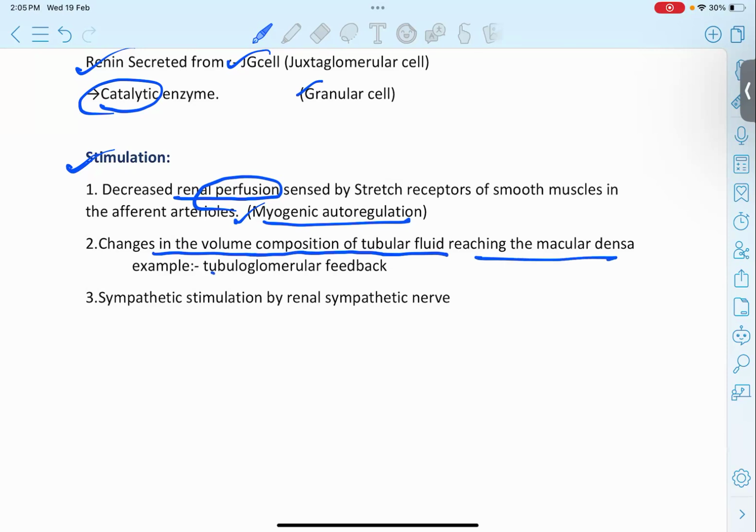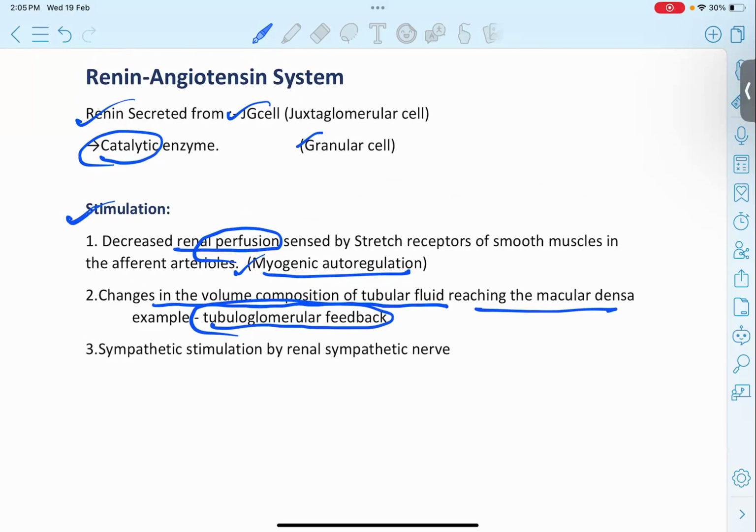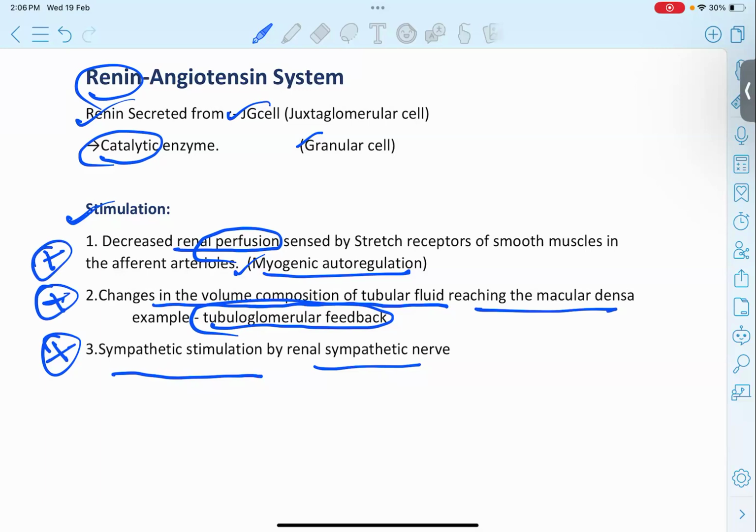Next is the change in the volume composition of tubular fluid reaching the macula densa. What is it? This is nothing but the tubuloglomerular feedback mechanism, which also activates renin secretion. And last is the sympathetic stimulation by the sympathetic nerve. So this is the neural. Whenever there is a sympathetic stimulation, that will also stimulate renin secretion. So three stimulants: one is the myogenic, another is the tubuloglomerular, another is the sympathetic stimulation. All of these will secrete renin from the JG cell.